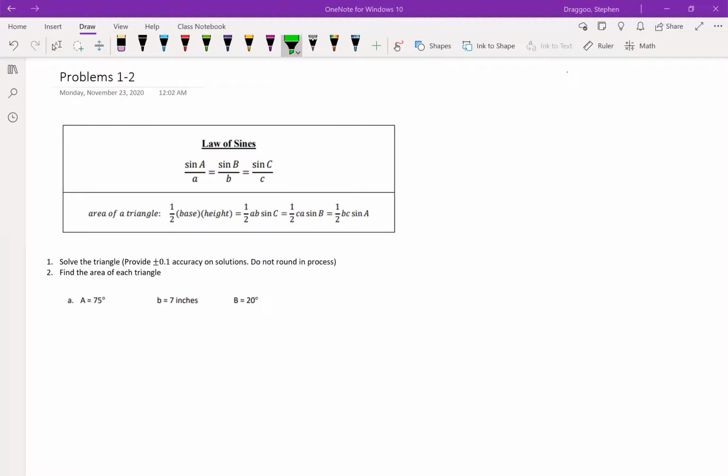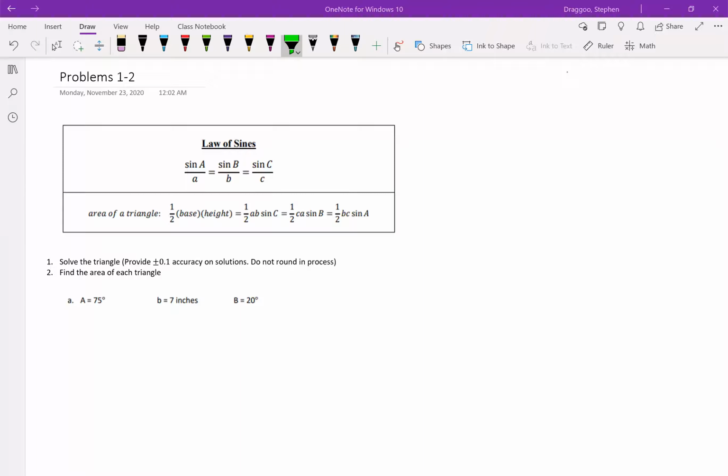Right, so the law of sines is one of two rules that we're going to use when we're trying to solve triangles that are not right triangles. So far, we've just been looking at right triangles, which means we can use sine, cosine, and tangent, all of which talk about the ratios between sides of a right triangle.